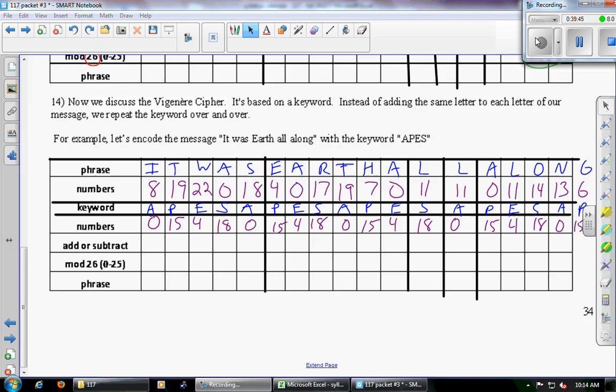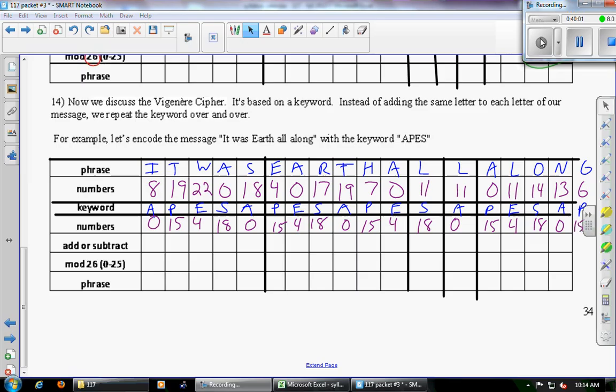And almost always the keyword is going to break in the middle of the word somewhere at the end. So it's okay if you can't get a full APES at the end of that row. You just keep writing APES until you run out of letters. Melissa? Yeah. So I ended on the P. Is that all right? Yep.